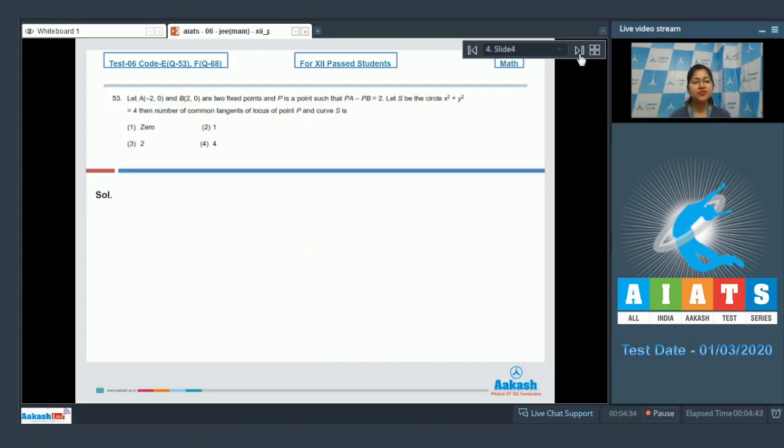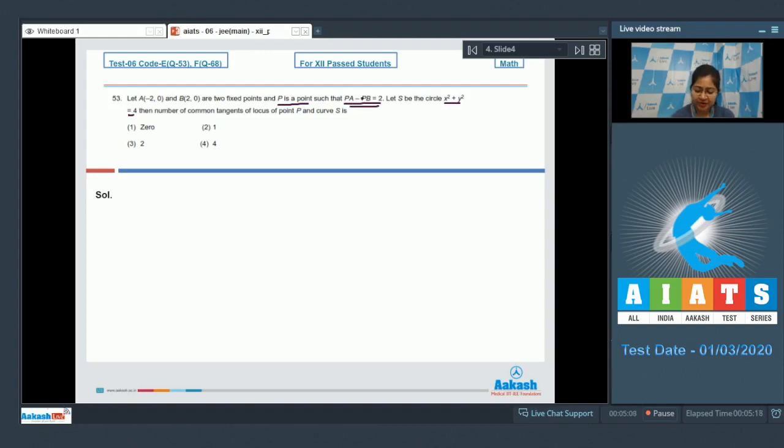Next is question number 53, which says: let A, that is (minus 2, 0), and B, that is (2, 0), be two fixed points, and P is a point such that PA minus PB is equal to 2, which means that the locus of P is a hyperbola. Also it has been given that S is the circle x square plus y square equal to 4. Then the number of common tangents of the locus of point P and curve S is. So let's firstly talk about the hyperbola.